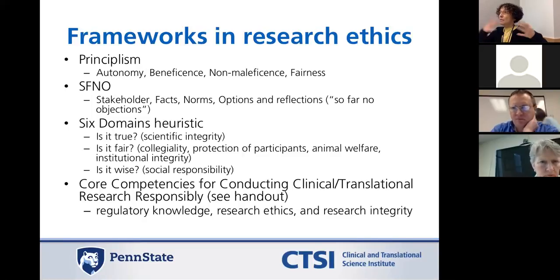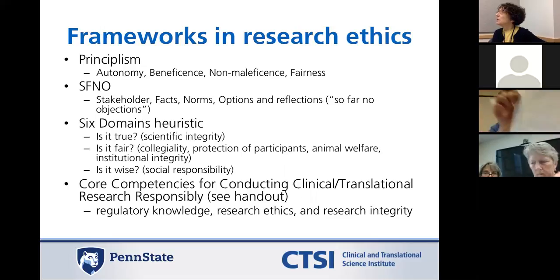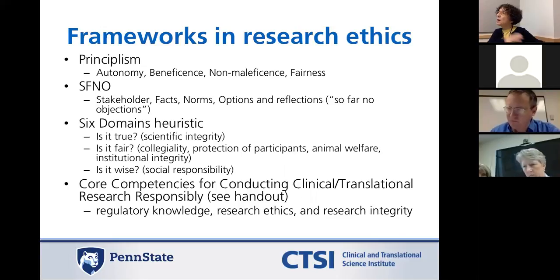And then there are also, of course, the core competencies for conducting clinical and translational research, and we have a handout for those. Now, all of these are just examples, and it's not that one is better than the other. Sometimes you may use a mix and match of some of them, and if you really think about it, they're all intertwined and comprised of different components of each other.